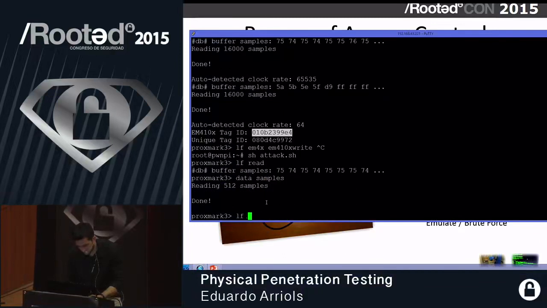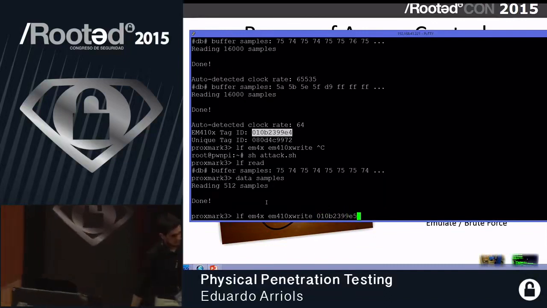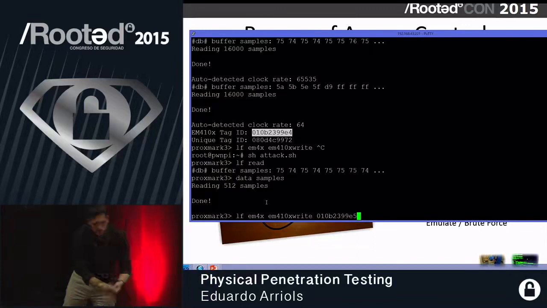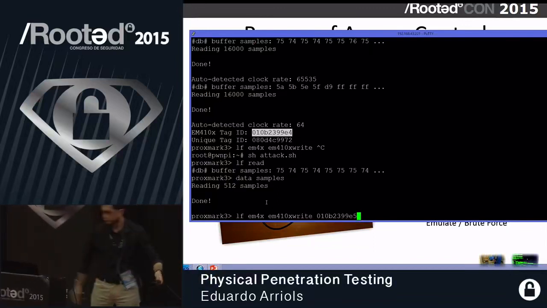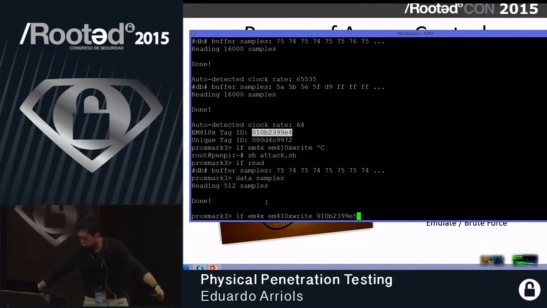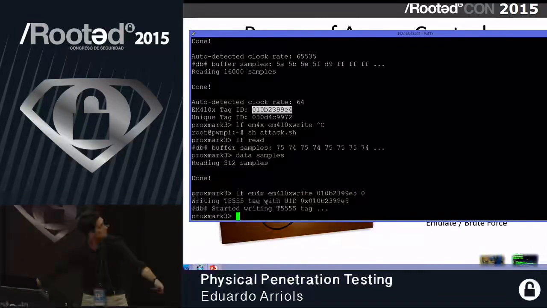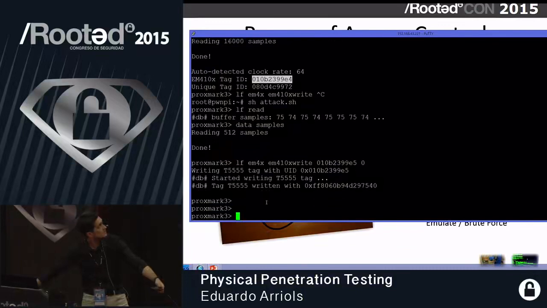Data sample for X and for 10 and so on. Right. Basically speaking, we write 010B 2399, instead of 4 we write 5, making it different. We leave it like this. We press enter. I write 0 here. And this is it. Now it's written.